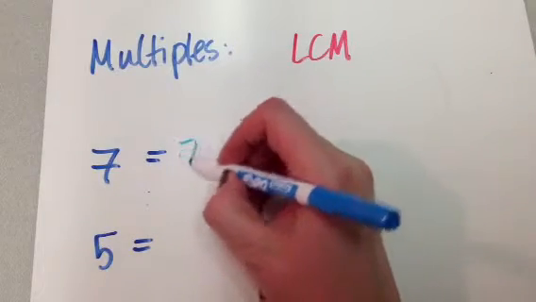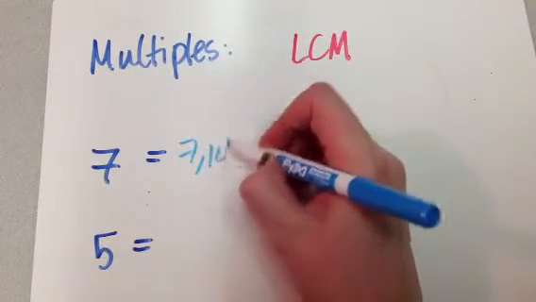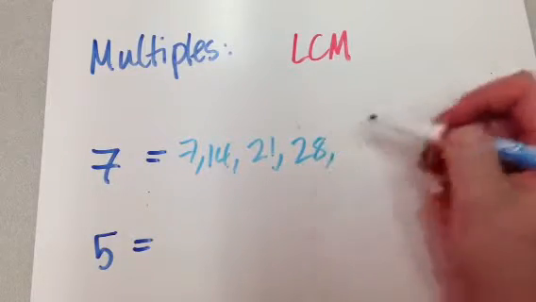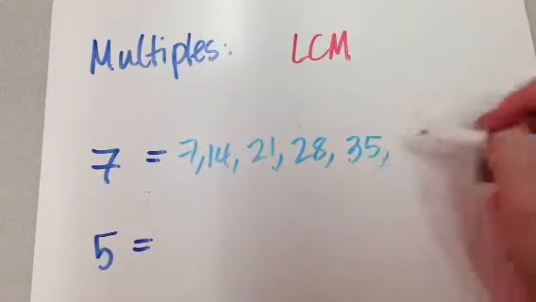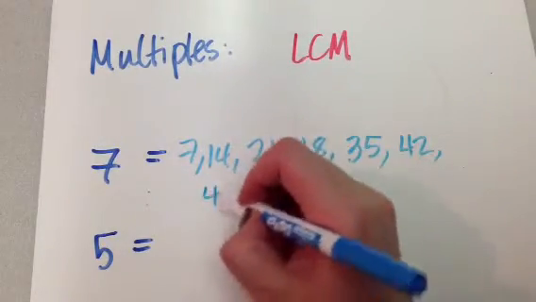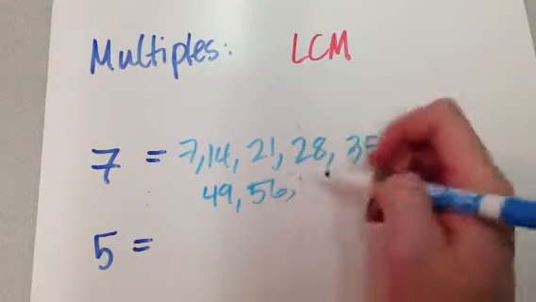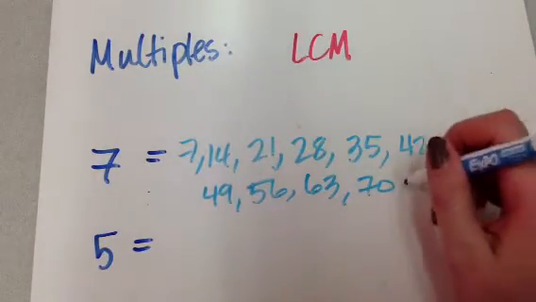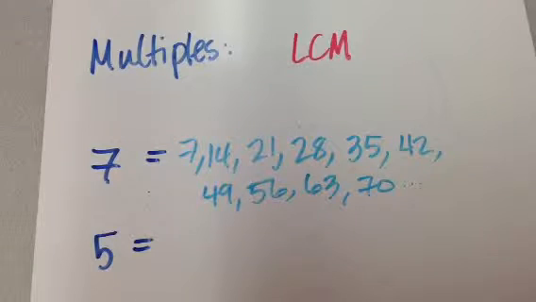Okay, 7 times 1 is 7. 7 times 2 is 14. Times 3 is 21. Times 4 is 28. Times 5, 35. 42. 49, 56, 63, there's the first 10 multiples, right? And they go on forever. On and on, lots and lots of multiples.